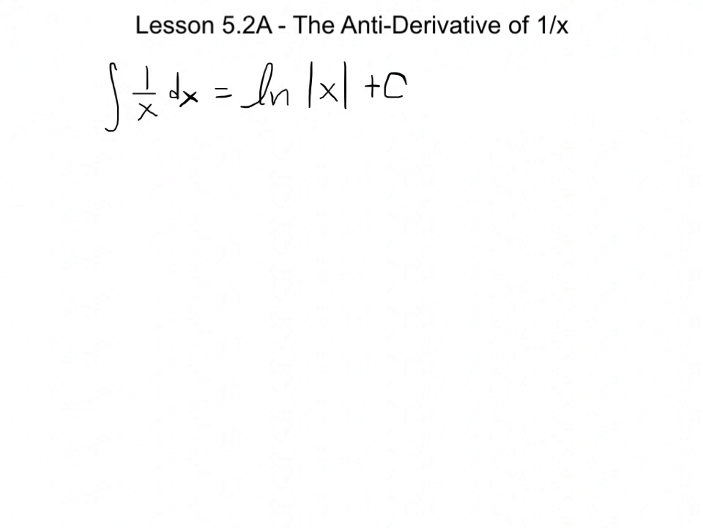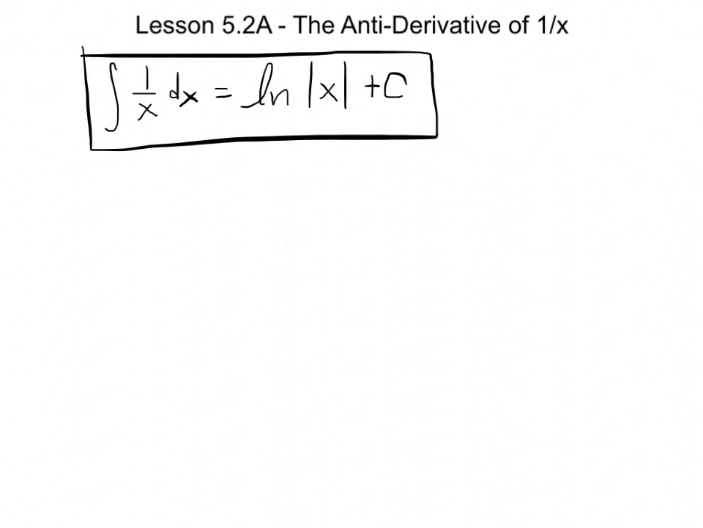This second lesson of chapter 5, we're going to be learning about the antiderivative of 1 over x. So here it is. And this, we need to memorize these antiderivatives. If you are ever asked to take the antiderivative of 1 over x dx, the answer will be the natural log of the absolute value of x plus c. So this is one of those, we need to memorize it. If you ever see the antiderivative of 1 over x, it's always going to be the natural log of the absolute value of x plus c.